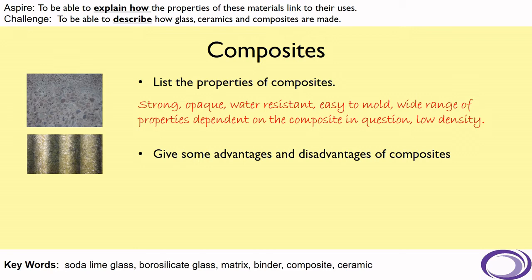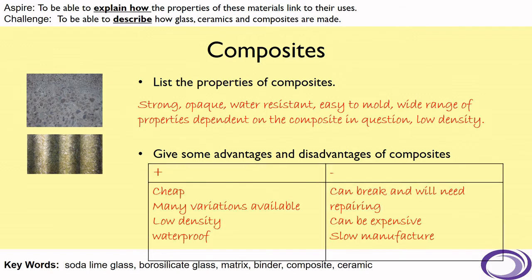Now, advantages and disadvantages, again, this is dependent on the material. However, they can be cheaper, especially when you're talking about wood. There are many variations available as they are specifically designed for certain uses. They have a low density, which is good in terms of transport, and they are waterproof. The disadvantages: they can break and then they need repairing, and that can't just be a patch up, it has to be done with the exact same material. They can sometimes be expensive and the manufacture is quite slow.